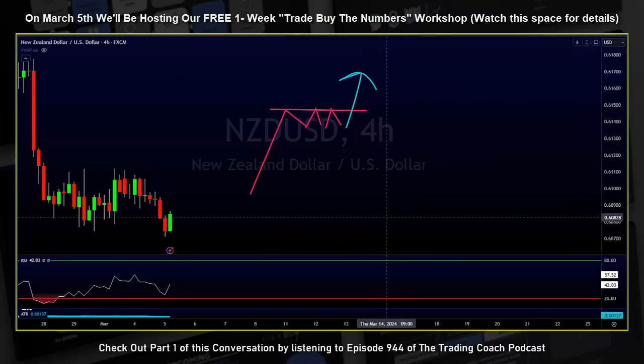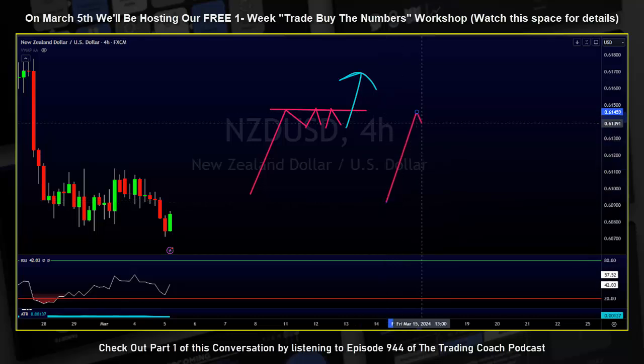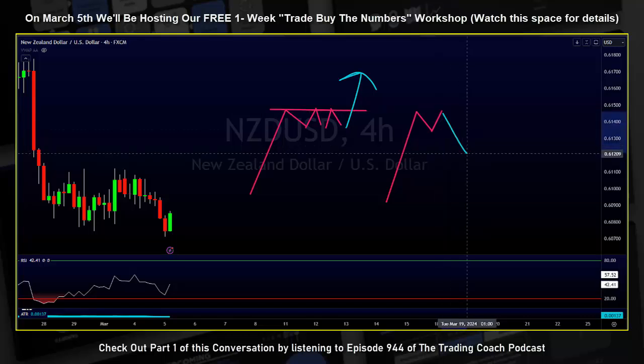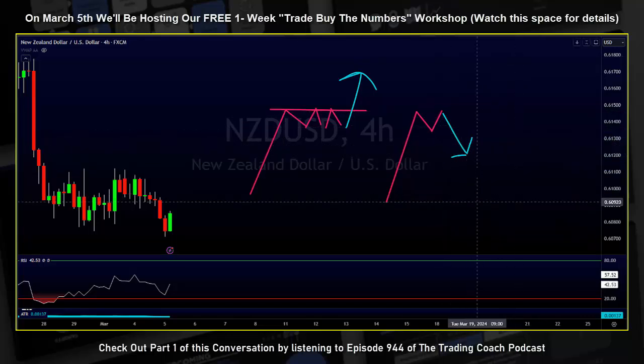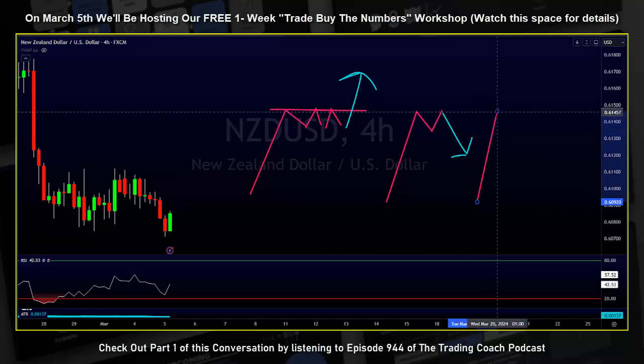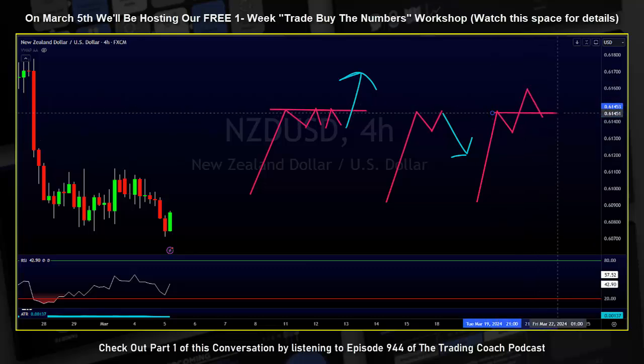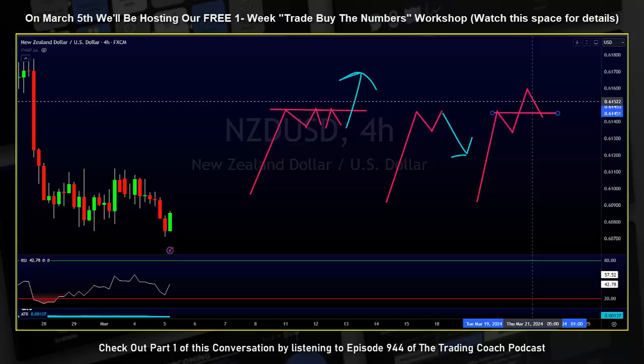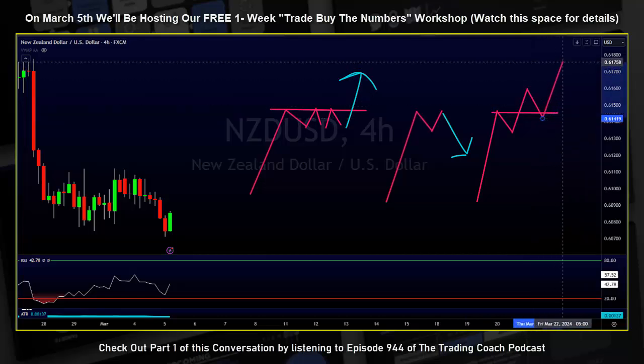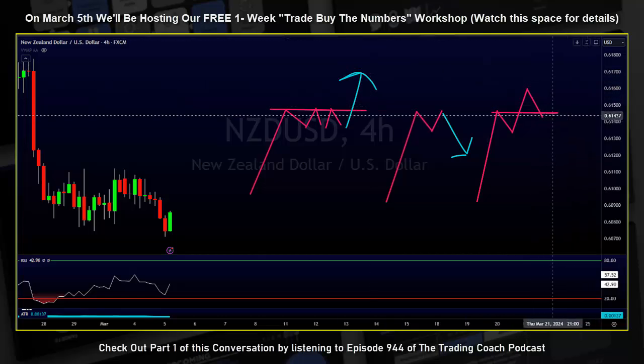Then there's reversal. Reversal would be price action coming to this level, let's say a double top, for example, and then reversing, like that. And then there's trend continuation, or a pullback trade, where price action comes here, breaks this level, we pull back to that level of previous structure resistance that now turns into support, and then we do this, right?